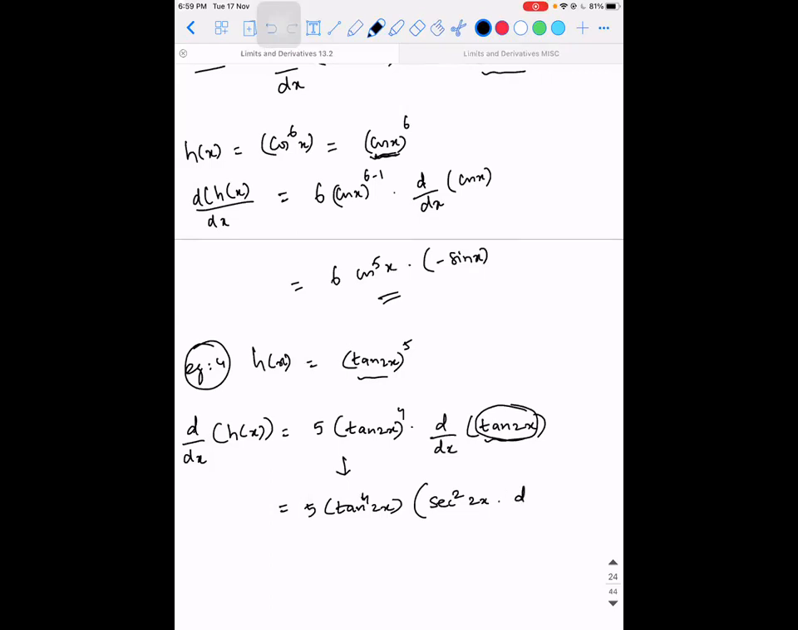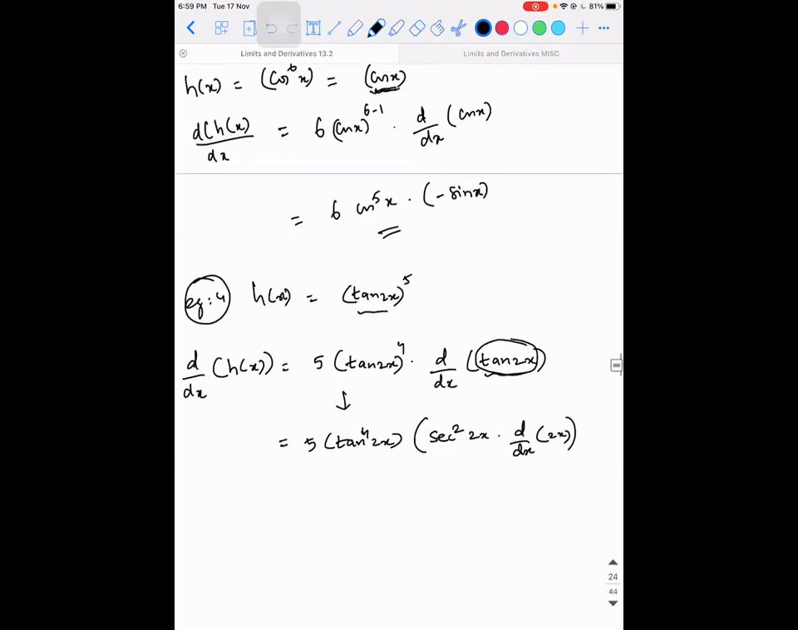d by dx of 2x. Derivative of 2x is 2. So 5 into tan power 4 2x into secant square 2x into 2. So the answer will be 10 into secant square 2x into tan power 4 2x. I hope you guys can handle. Right? Yes, sir.